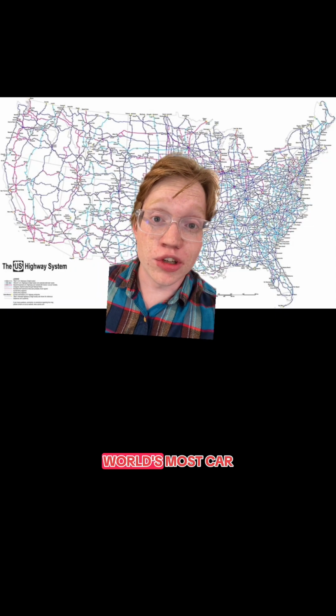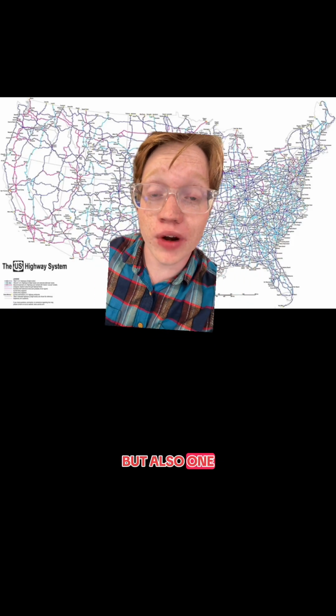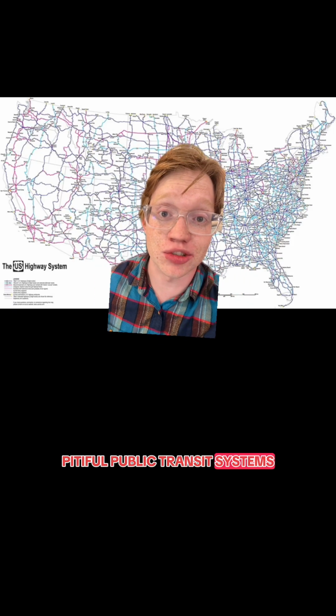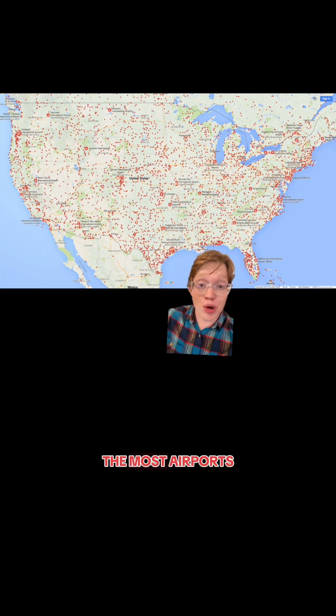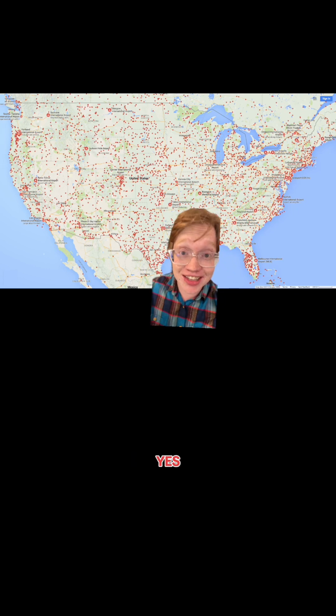The US is one of the world's most car-dependent countries with by far the largest highway network, but also one of the most pitiful public transit systems, which maybe is part of why the US has the most airports of any country with almost 20,000. Yes, that is the right number.